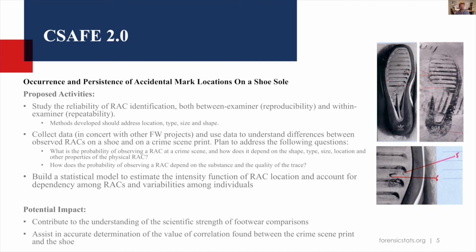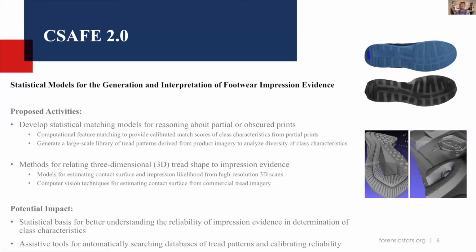And a final piece of this is continuing to extend these statistical models to estimate the intensity function for rack location. So being able to predict where racks might be common or less common over the tread of a shoe and understand variabilities. The goal here is really to assist in coming up with more accurate determinations of the value of finding a correlation between a crime scene print and a particular shoe. So this work is focused on randomly acquired characteristics, accidental marks.